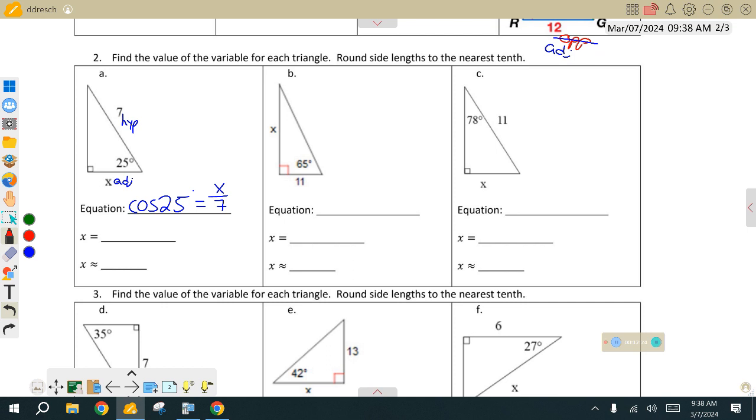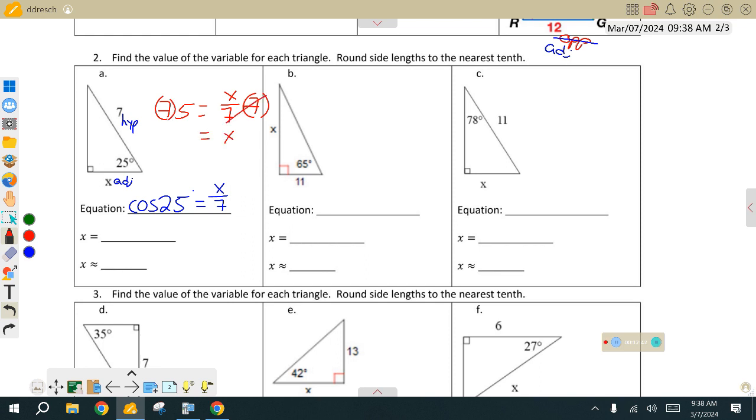Just pause for a second. Don't write this down. What if we had something like this? 5 equals x over 7. How do you solve for x? Multiply by 7, right? To get rid of the 7 in the denominator, that gets x by itself. You would multiply both sides by 7, and then you say what? 7 times 5, 35, right?